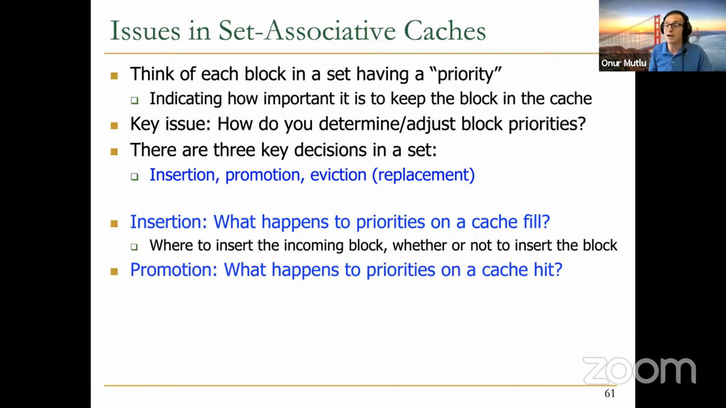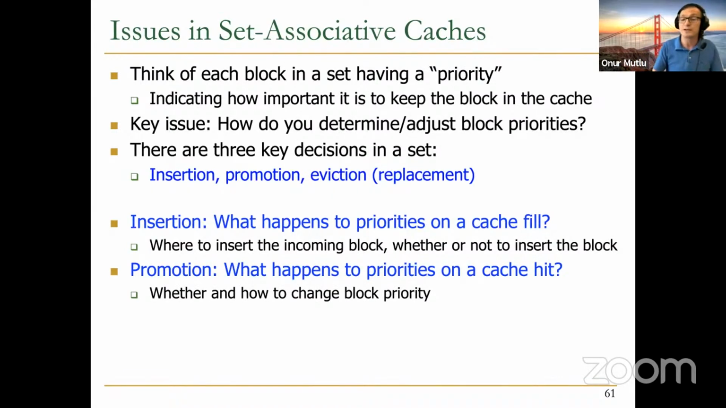Promotion is what happens to priorities on a cache hit. Cache hit gives you more information also. So basically, cache fill is giving you some information. This block is not in the cache. What am I going to do to the set? Cache hit also gives you more information. I hit this block in the cache. I re-referenced it. So I have more information. What do I do to the priorities? Do you change the block priority? How do you change the block priority? Do you reduce the block priority of other blocks that are not accessed? So there are many design choices over here.